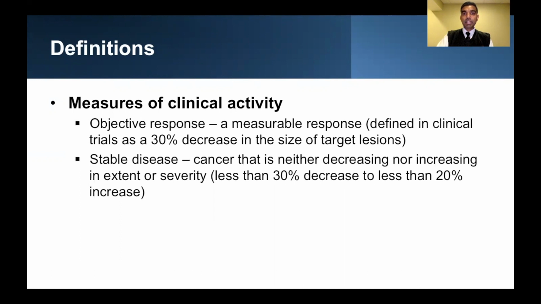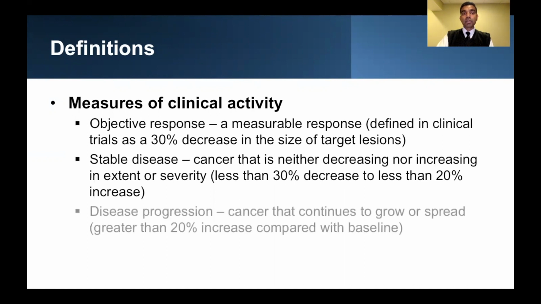So that is the definition whereby the cancer is neither increasing nor decreasing in extent or severity. Progressive disease, on the other hand, indicates cancer that continues to grow despite treatment, or it may even spread. And that is defined as a greater than 20% increase compared to baseline or the appearance of new lesions.